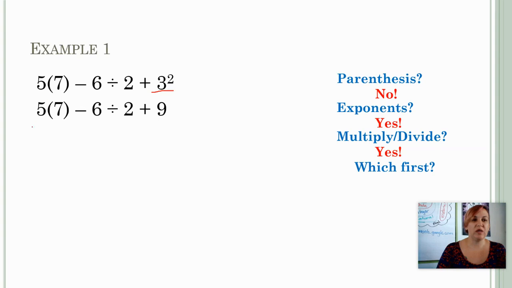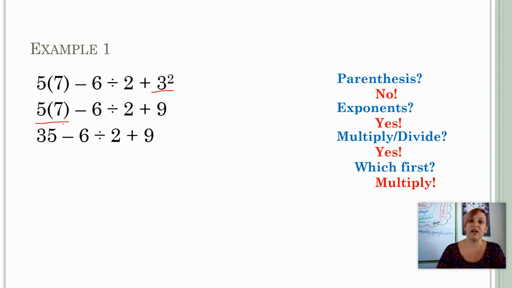And if I'm starting at the beginning, the very first math operation I see is multiplication. Since I'm seeing that first, I'm going to do that first. So it's all about which one happens first in the problem. 5 times 7 happens first, so I'm going to do that first. Now I'm not done with my multiplying and dividing yet. I still have some more to do.